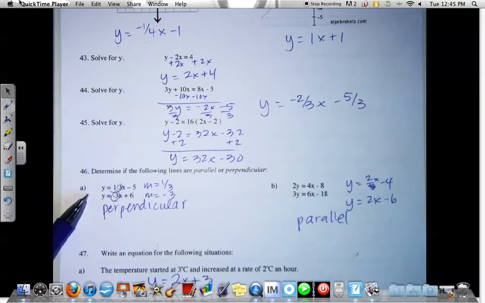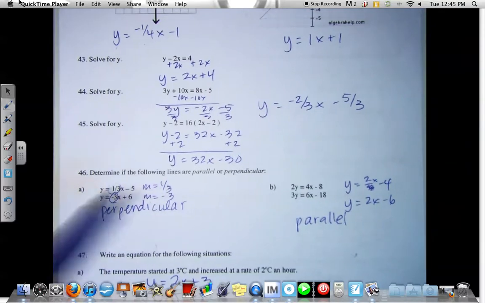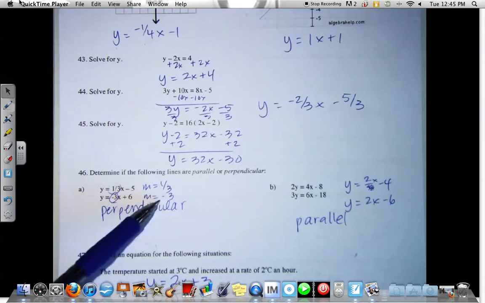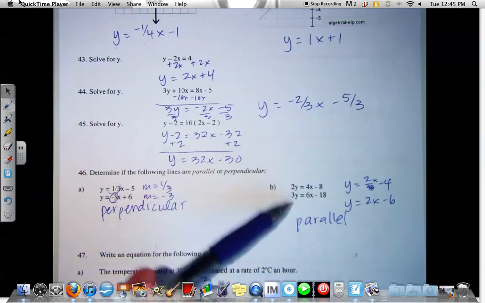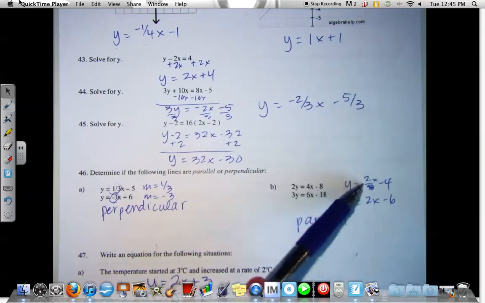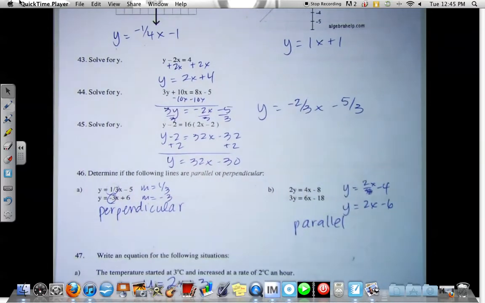46. Make sure your equations are in slope-intercept form. Look at your slopes. On the first one, the slope is 1/3. On the second one, the slope is -3. They are negative inverses, negative reciprocals, so they're perpendicular. On B, you have to get each equation in slope-intercept form. For the first one, the slope is 2. Second one, the slope is 2. So they're parallel.